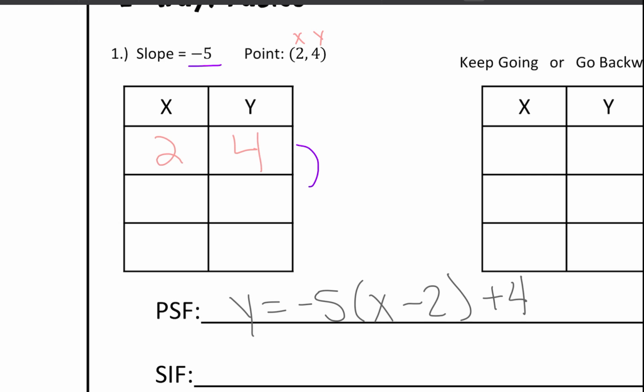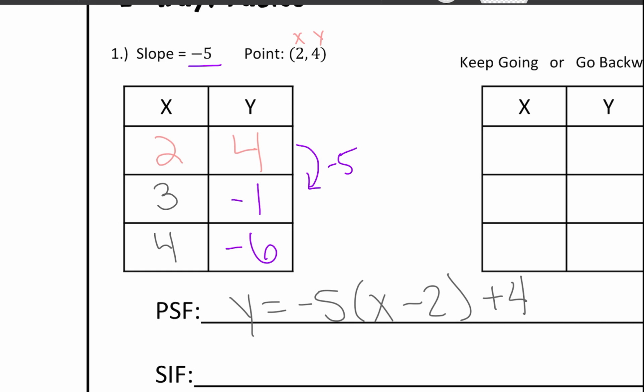Our slope tells us to subtract 5 down our table, so we got a -1 and -6. On the other side, we'll have 3 and 4 because we do not need to worry about any special numbers because there's no crazy number underneath like a fraction bar here.